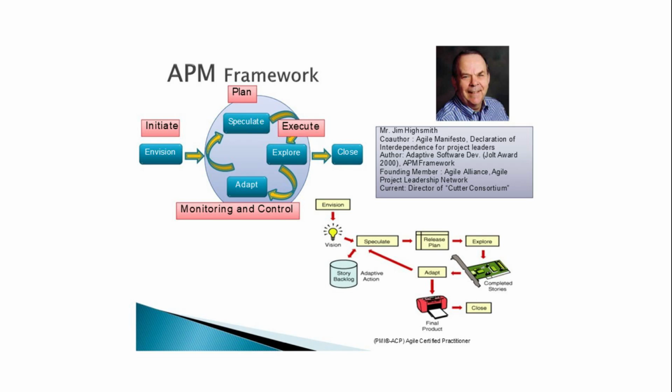The APM framework is a dynamic approach to agile project management, involving stages like initiate, speculate, execute, and adapt. It encourages continuous monitoring and control, ensuring projects remain aligned with their vision and objectives.